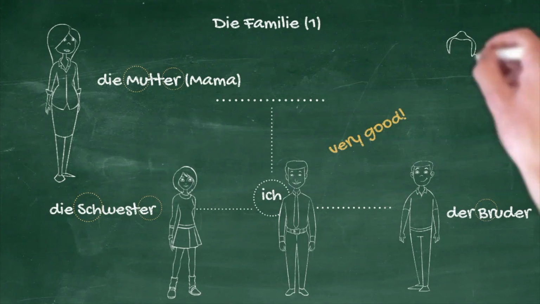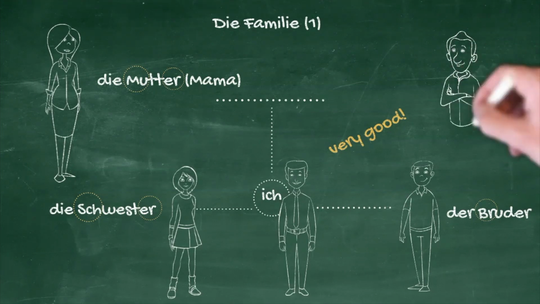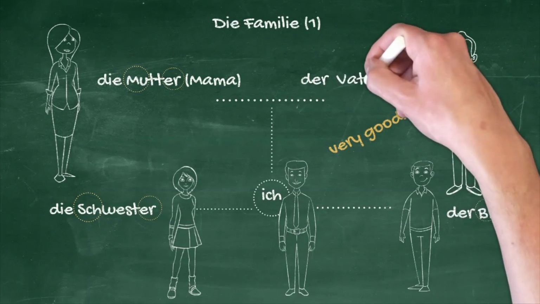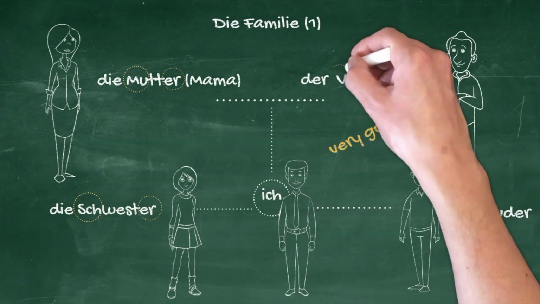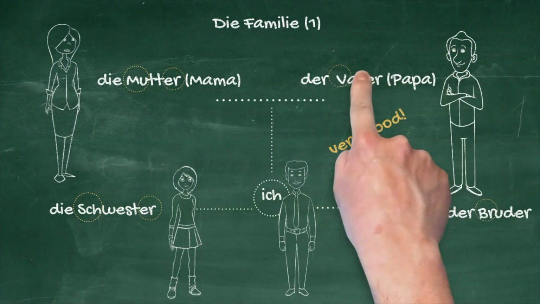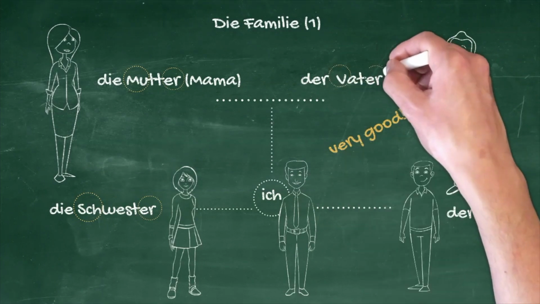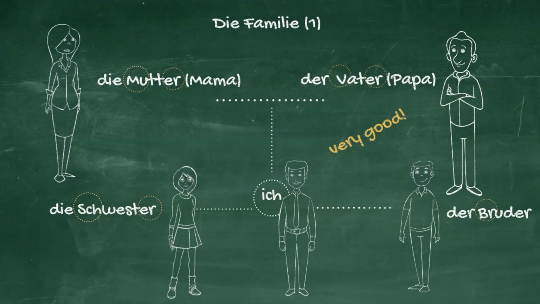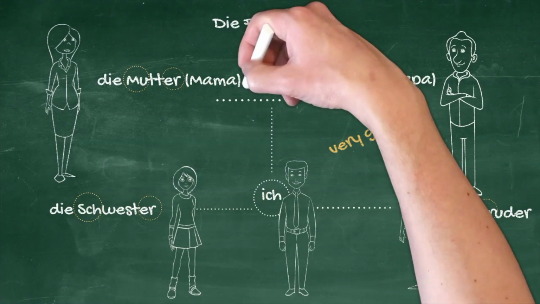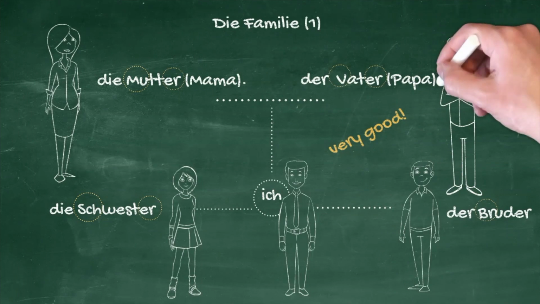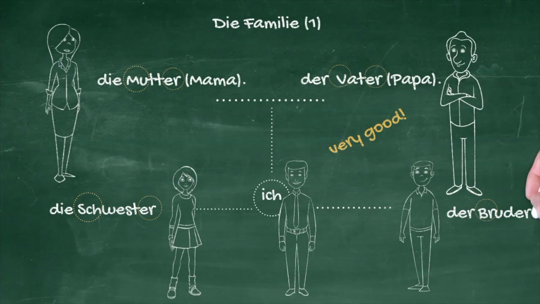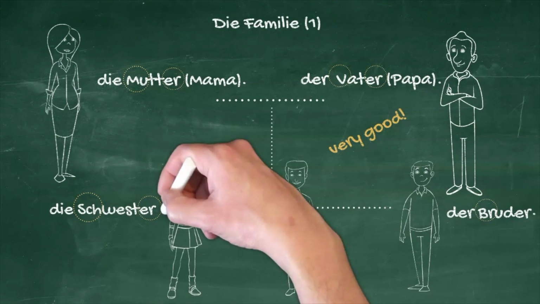Father. Father is called Vater in German. It is written with a V and the V is pronounced like an F. Vater. Der Vater. Okay, now you've learned all the vocabularies. Die Mutter, der Vater, der Bruder, die Schwester.